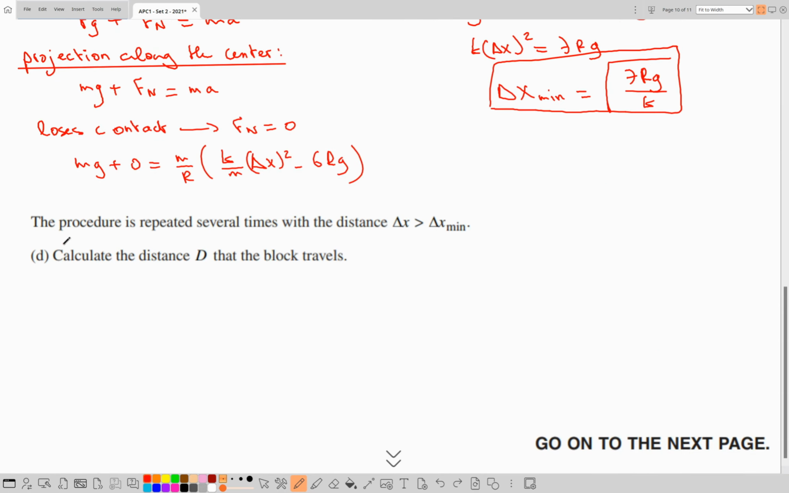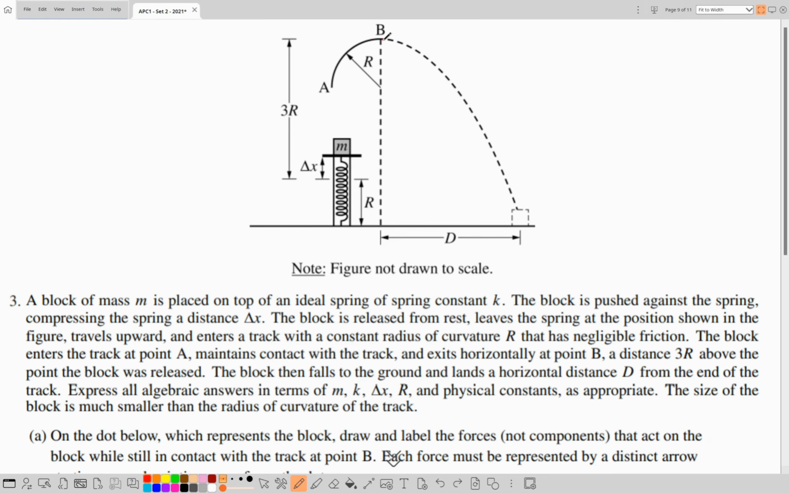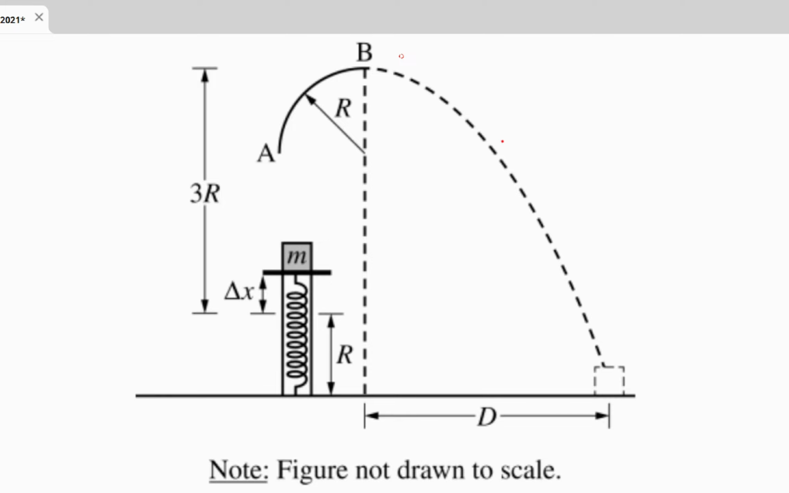Now in part D, the procedure is repeated several times with distances delta x greater than delta x min. So why is this condition important at this point? In order for the block to make it to point B and continue its path, and we know from point B to reach the ground, the motion will be projectile motion, neglecting resistance and frictional forces. It will be acted upon by the pull of gravity. Now we are interested in determining the value of D. This is straightforward, because this is horizontal, which means that theta is 0, which means cosine theta is 1, which means sine theta is 0.